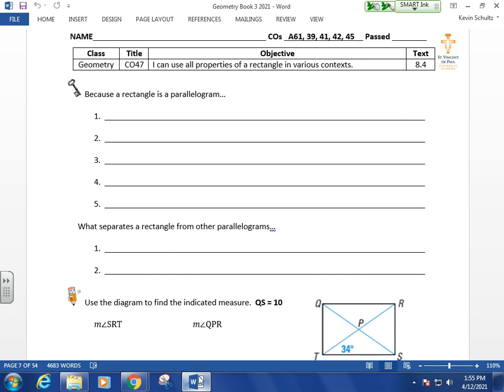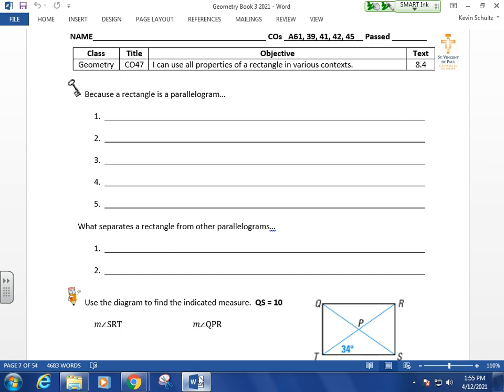Rectangles, a shape that you first learned about when you were probably 2 or 3 years old and got those wooden puzzles with the shapes you had to put in the places. Rectangle, standard shape, but it turns out there's a lot to them that you probably didn't know when you first learned about them way back in the day.